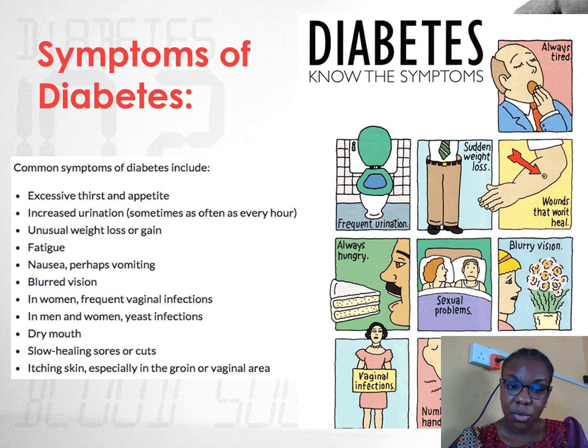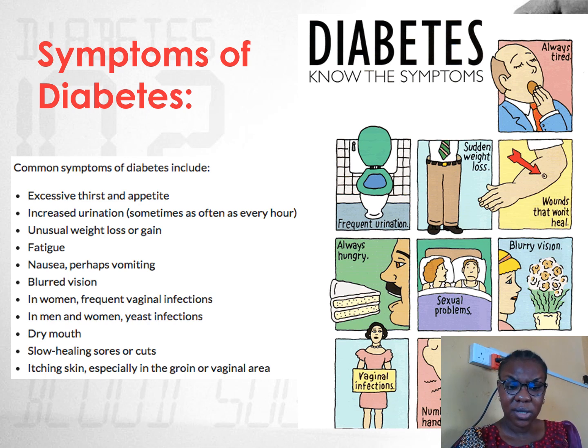So what are some symptoms of diabetes? The common symptoms will include excessive thirst and appetite. They're always thirsty, they're always hungry. Increased urination, it could be as often as every hour. For those who have uncontrolled diabetes or those who have not been placed on medication, they could have unusual weight loss or weight gain. Weight loss many times will be because they're losing a lot of glucose. Weight gain, if they've been placed on insulin, they will have an unusual weight gain.